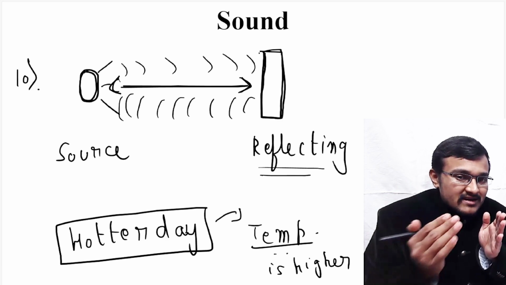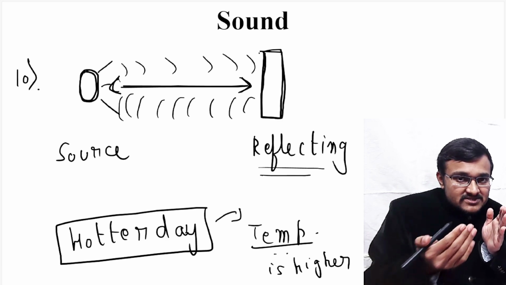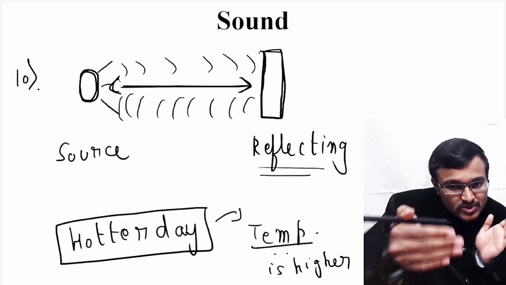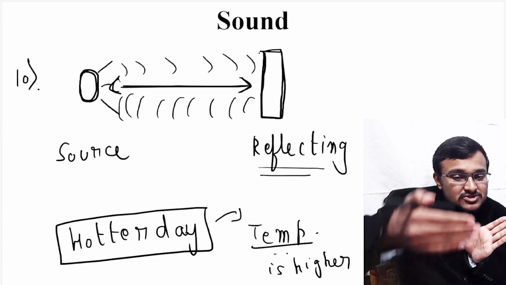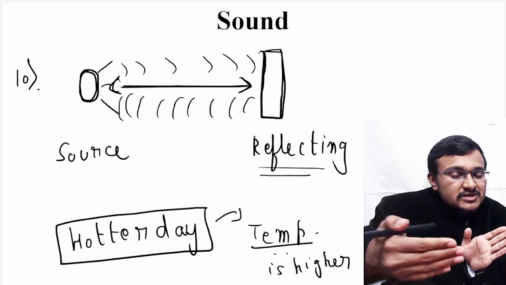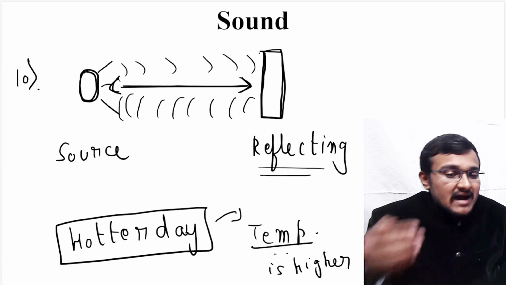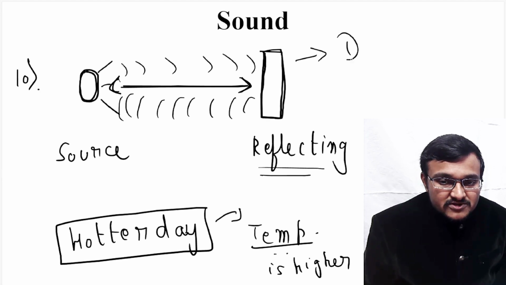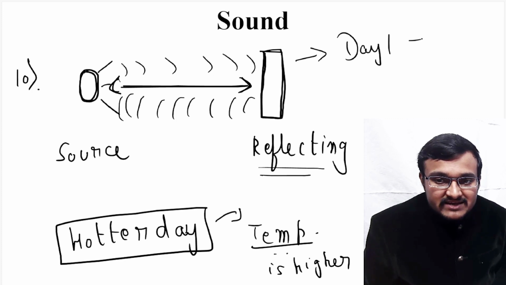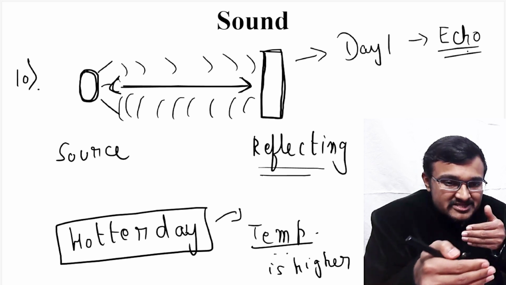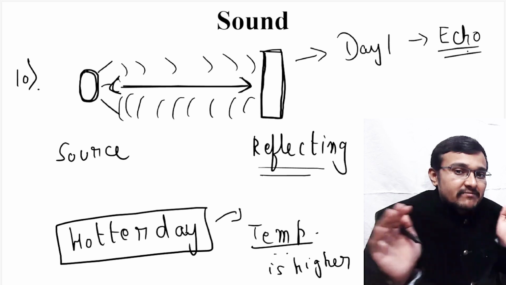That's it. If you bring the reflecting surface a little bit nearer, you will not hear the echo. At this particular distance only, the echo is heard. So at that minimum distance where echo can be heard, the reflecting surface is kept, and hence the echo was heard on this particular day. If you consider this as day 1, on day 1 the echo is exactly heard, because it is kept at the minimum distance where echo can be heard.